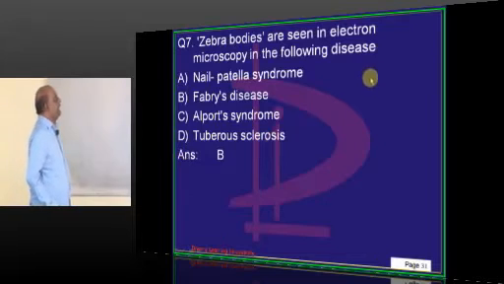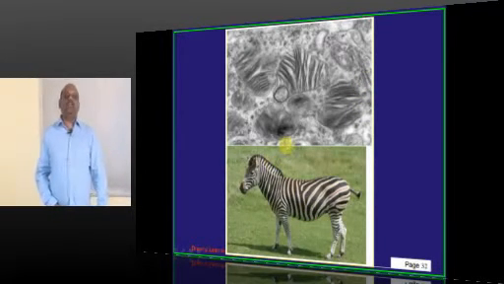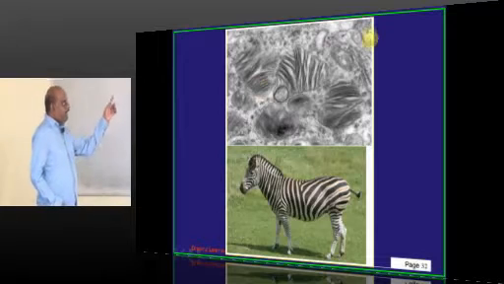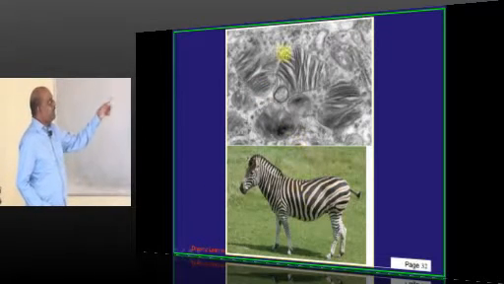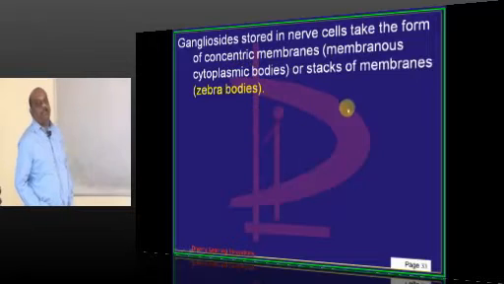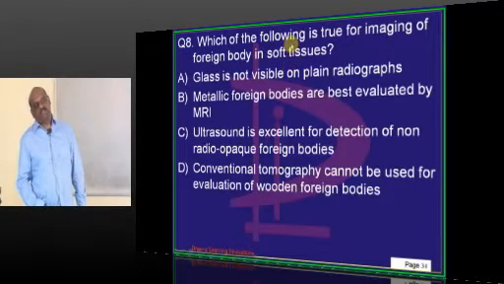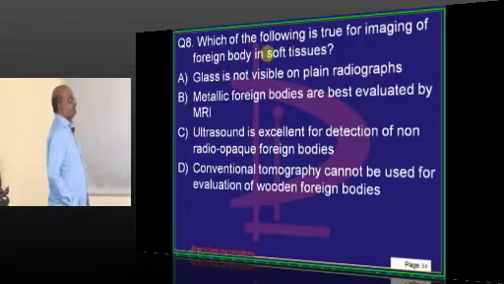Success. So, in Fabry's disease you find this kind of inclusions which are called zebra bodies histologically, and they are concentric stacks of membrane which get deposited in gangliosidosis, is what you need to remember.